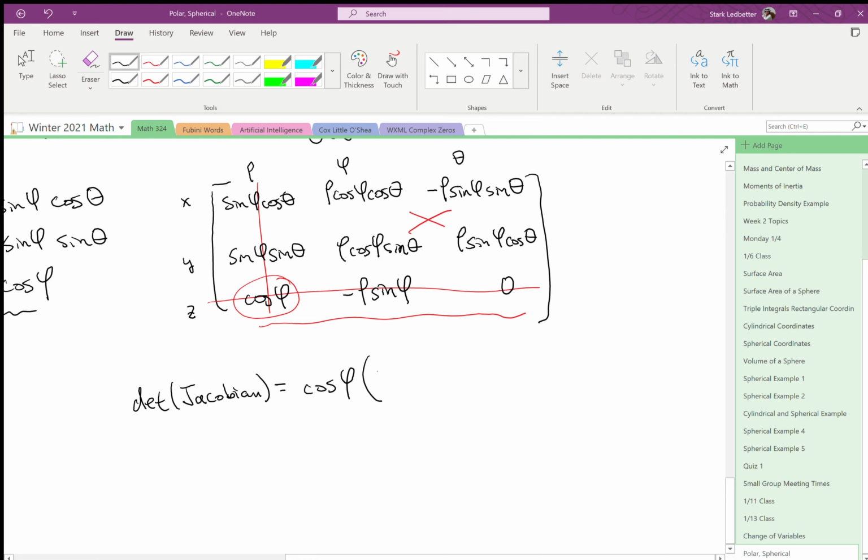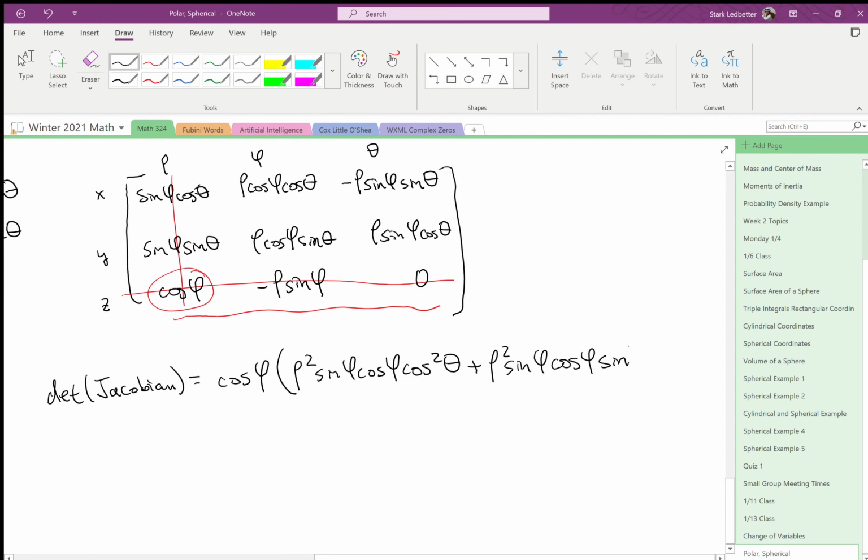It's a little bit tough. So we get rho squared sine phi, cosine squared theta. That's just those two multiplied. And then minus, but there's a negative there, so we actually get a plus. Rho squared sine phi cosine phi sine squared theta. That's those other two multiplied. Okay, cool. That's that term.